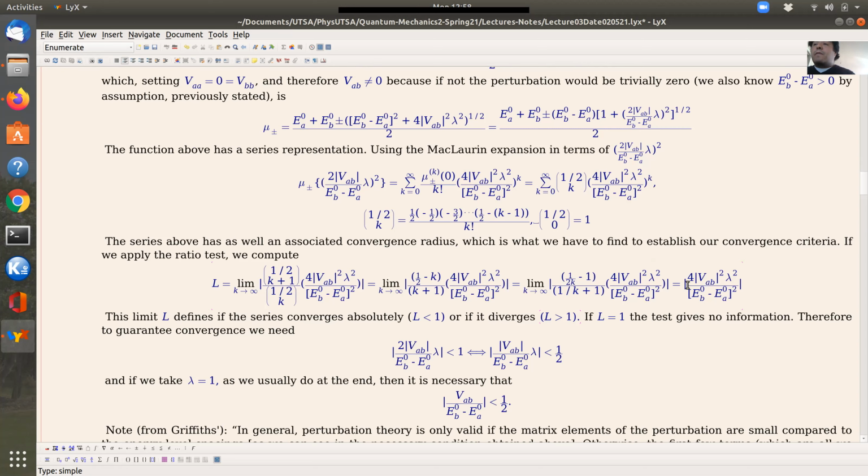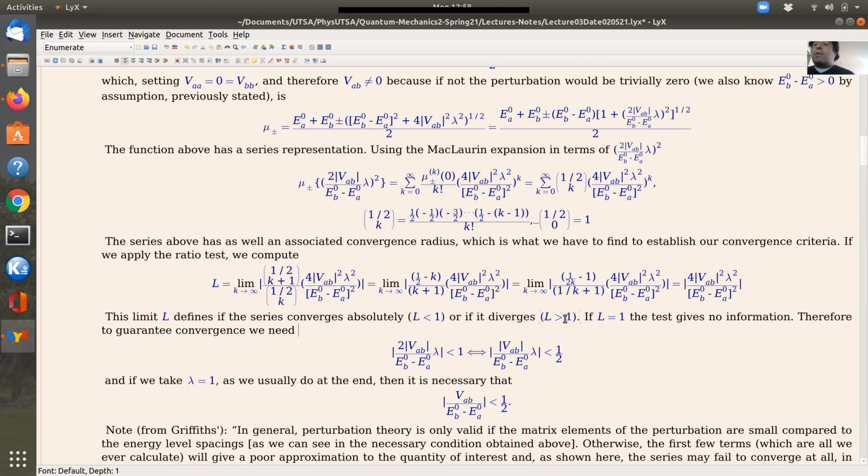To guarantee the convergence, of course, we need this limit to be less than 1, because in the case greater than 1 or equal to 1, it might diverge. So we need to have this, where I'm simply taking a square root of everything because all this is squared, less than 1. So that's why I have 2 norm BAB lambda divided by the energy difference, all this less than 1 by basically taking a square root of 1 as well. And passing some terms to the other side, I get exactly what I want.